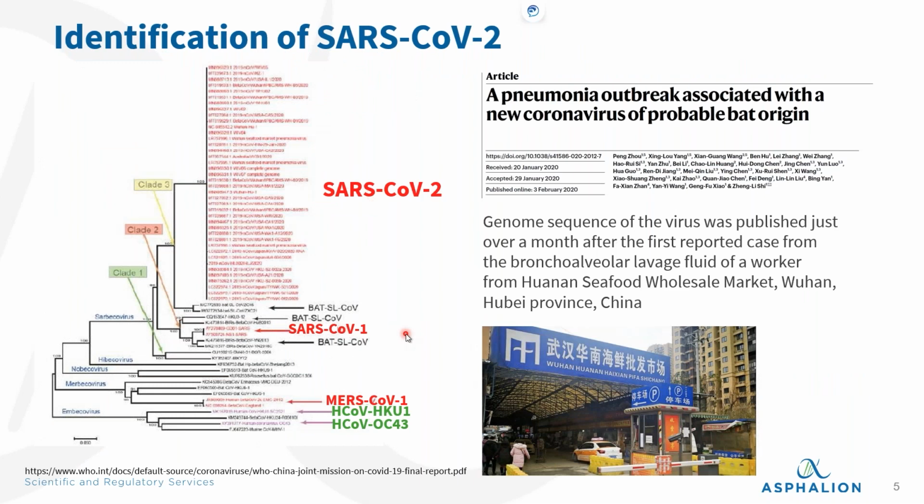SARS-CoV-2 was identified as being associated with a pneumonia outbreak in Wuhan in China. The genome sequence of the virus was first published just over a month after the first reported case at the end of last year, and the virus was isolated from the bronchoalveolar lavage fluid of a worker that worked at this market in Wuhan, China.